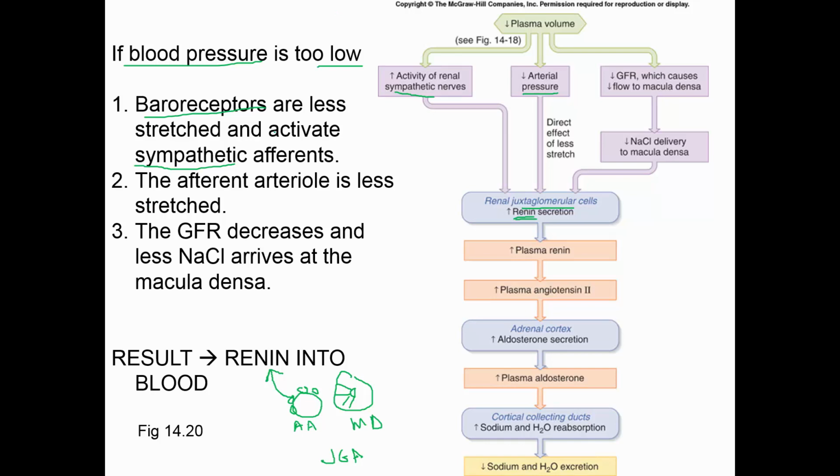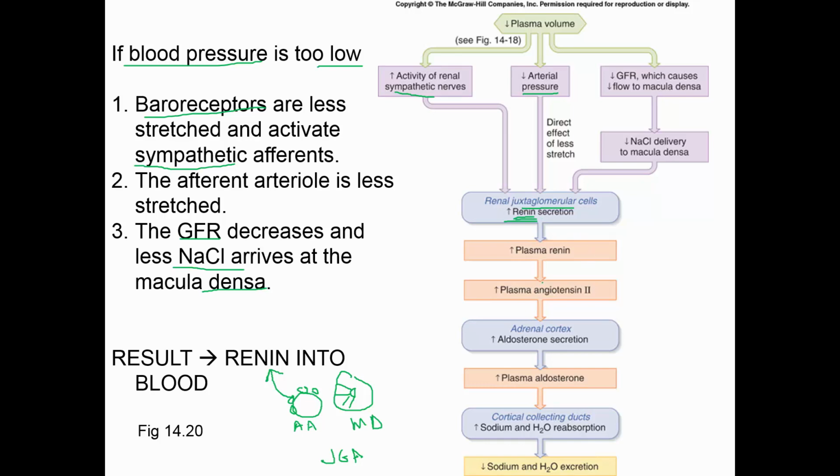And if your blood pressure is low, then your GFR is going to go down, and if your GFR goes down, there'll be less sodium chloride at the macula densa. That is going to tell the afferent arteriole to dilate, but it's also going to tell the juxtaglomerular cells to produce renin. Renin is an enzyme. It's not a hormone, it's an enzyme.